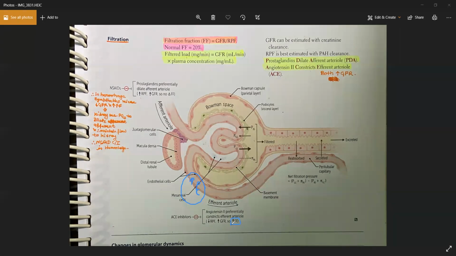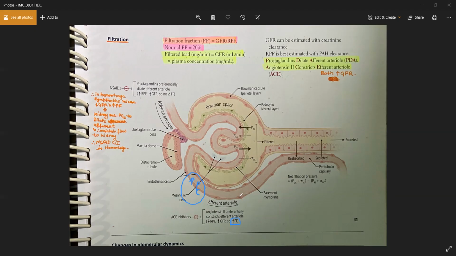filtration fraction. Initially, when I was giving a blood flow of 100 ml, only 20 ml of the blood was filtering via GFR. Now, if I vasoconstrict my efferent arteriole, instead of 20, because of this increase in the hydrostatic pressure, I can have 30 or 40 milliliters of this blood filtered. So, as you can see, the afferent arteriole blood flow is constant at 100 ml, but because of a constriction in the efferent arteriole, I will have more filtration.